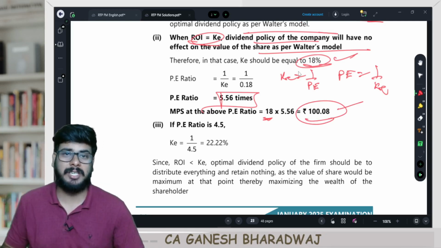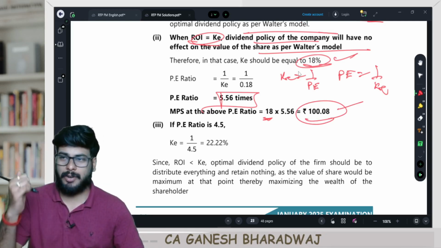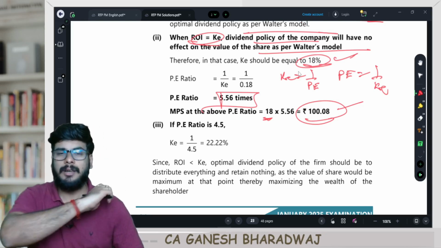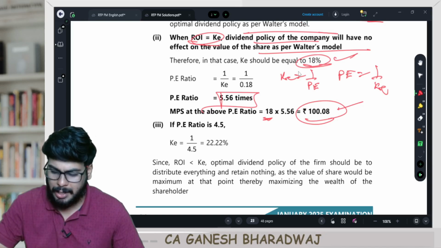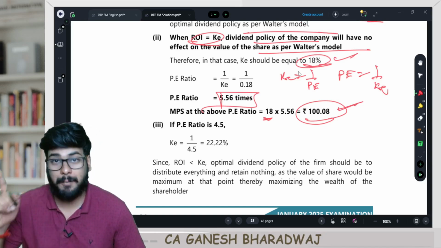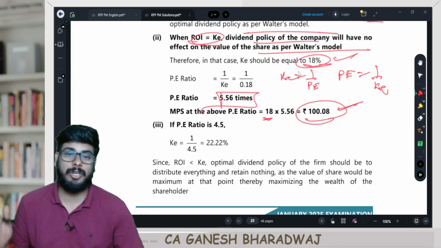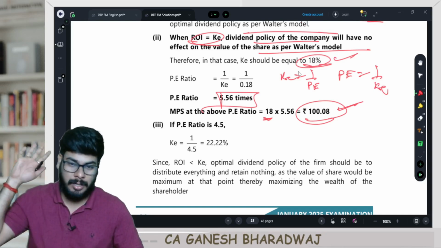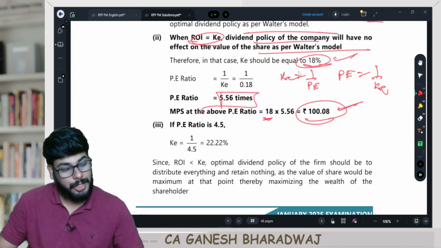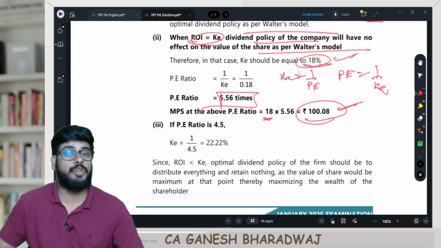It will never change. Whether you keep your dividend payout ratio as 20%, 40%, or you distribute everything or distribute nothing, no change will happen to the share price. The share price will be 100.08 rupees provided your R is equal to KE, if you are following Walter's model. This is what Mr. Walter says. Next, finally, will your decision change if the PE ratio is 4.5?